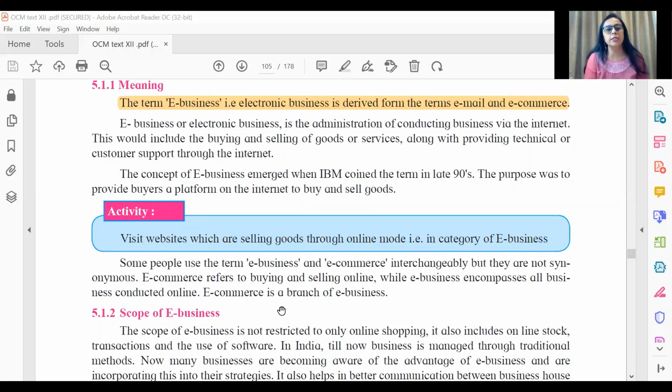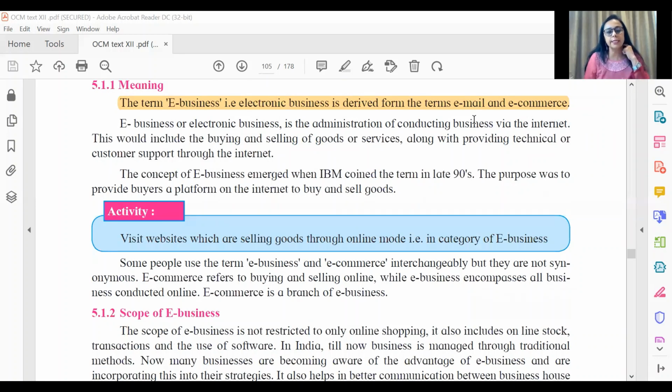All right. So we see here a very important third objective. It says the term e-business has come from 2 terms: e-mail and e-commerce. So email and e-commerce put together, the term we've got is e-business. If you just combine these 3 objectives, you're getting your 2 marks answer.